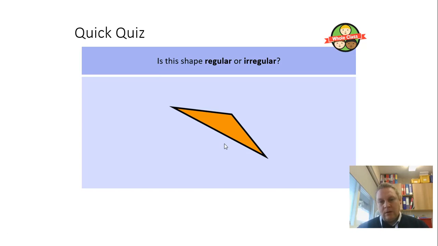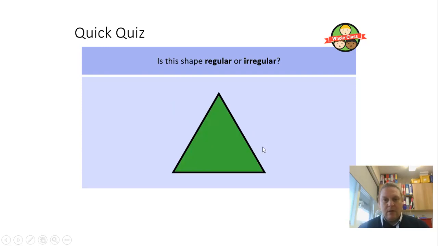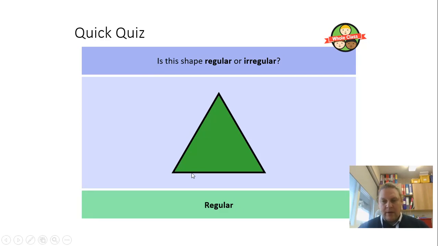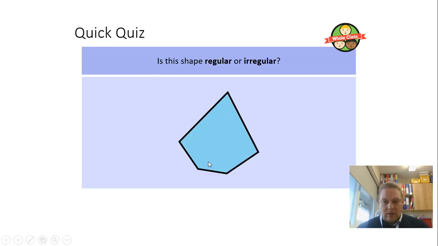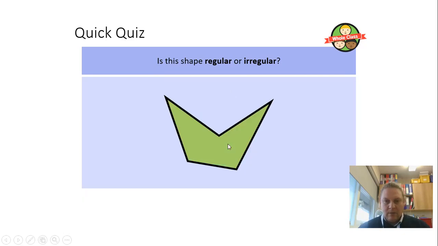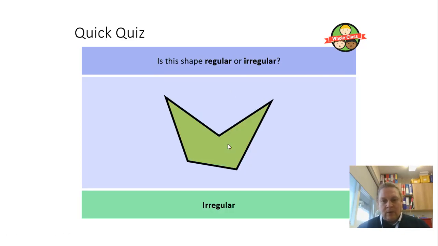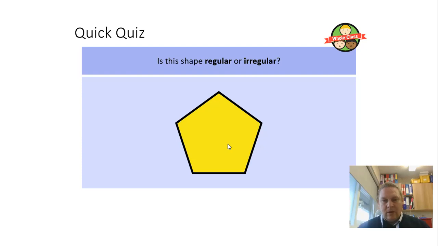Regular or irregular? Much longer side here, haven't we, than this side, so it's going to be irregular. This one, now these look very much the same, don't they? And each one would have the same angle. It's going to be a regular shape. What about this one? Well, obviously we've got much longer sides here. We've got a much different angle here than we have here. Okay, much wider angle. It's going to be an irregular shape. Regular or irregular? Irregular. Regular or irregular on this one?